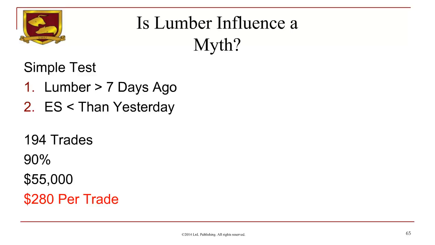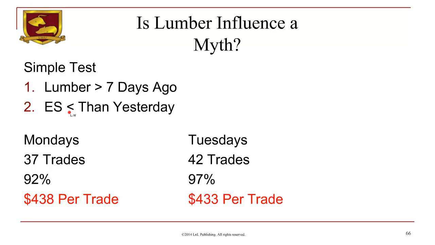By now, you're probably asking the question, could we make that better? What if lumber is greater than 7 days ago, and the E-minis are lower than yesterday? Well, we're going to take that trade on Tuesdays, because we know about turnaround Tuesdays, right? Wow, 97% accuracy, $433 a trade. It's also not bad on money.